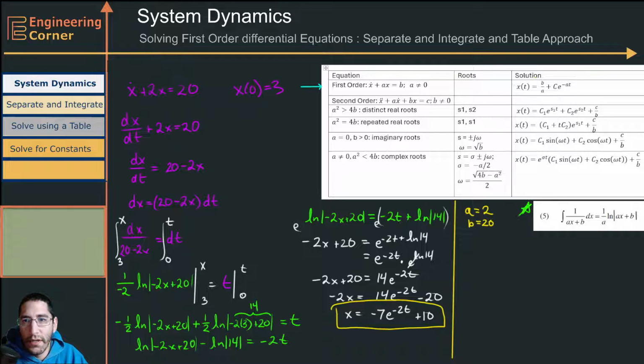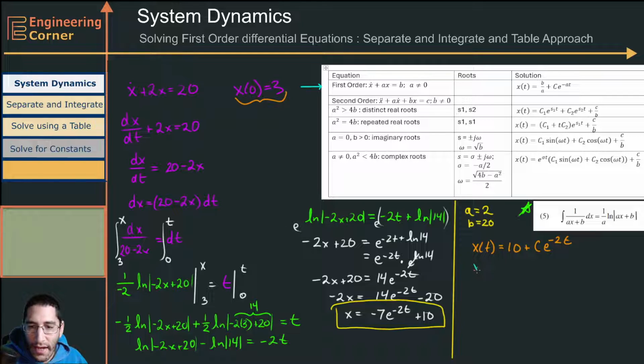Okay, our solution is over here. It's right here. So x of t is equal to b divided by a, 20 divided by 2, so 10, plus c e to the minus a t, so e to the minus 2 times t. Really similar to this equation right here. We just need to get that minus 7. And we do that by solving for this constant. To solve for the constant, we need to use our initial condition. We need to use that x of 0 is equal to 3.